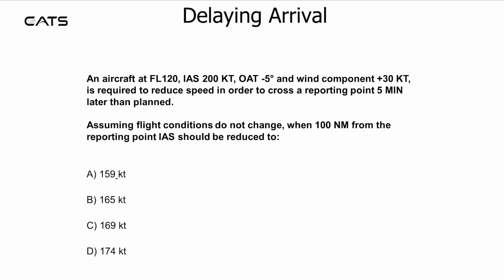Using the speed distance time relationship, divide 100 nautical miles by 272 knots to get a time of 22 minutes. To this add the 5-minute delay to get 27 minutes. Now divide this 27 minutes into the fixed 100 nautical miles to get a ground speed of 222 knots. Subtract the wind component from this to get a TAS of 192 knots.